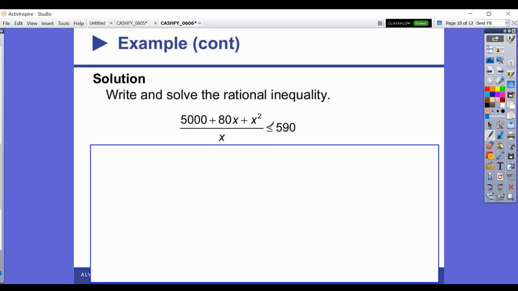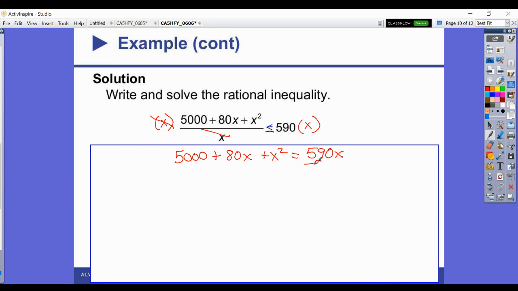As I'm solving it, I'm just going to pretend like this is an equal sign because it makes the solving a little bit easier. All right, so my common denominator is x. I'm going to multiply both sides by x. Over here, that's going to cancel it out completely. So I have 5,000 plus 80x plus x squared equals 590x.